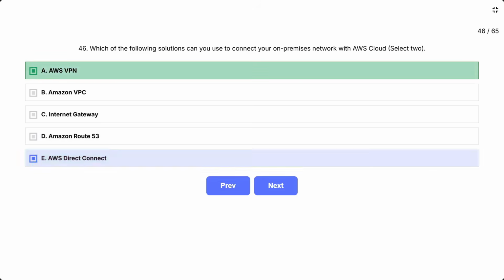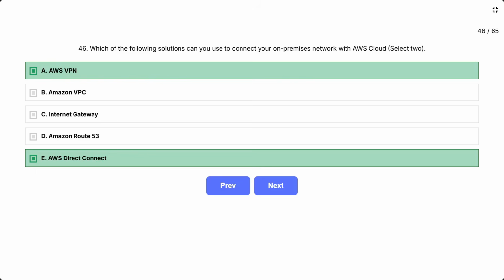AWS VPN creates an encrypted tunnel over the public internet between on-premises and AWS, quick to set up and cost-effective. AWS Direct Connect provides a dedicated private physical connection to AWS, delivering consistent low latency and high throughput for enterprise workloads. Why the other options are incorrect?